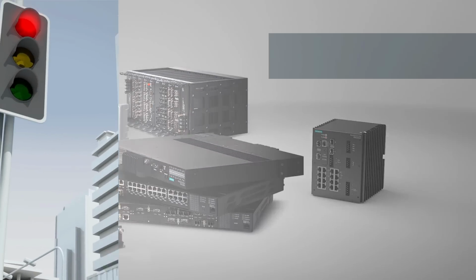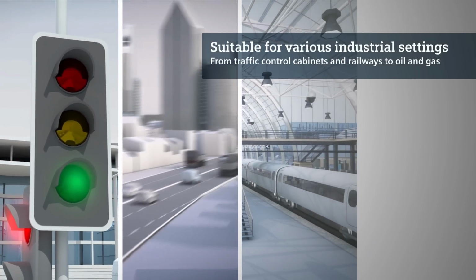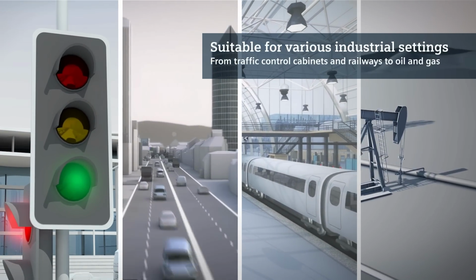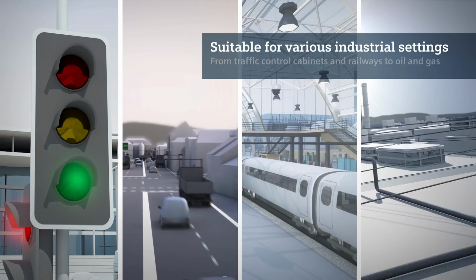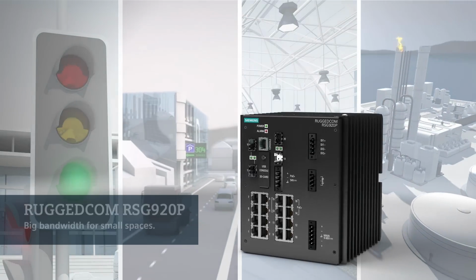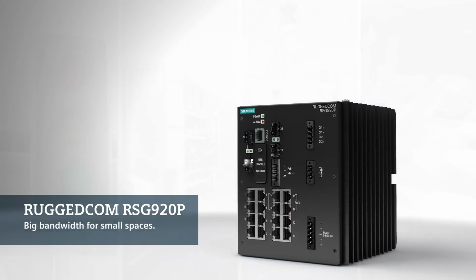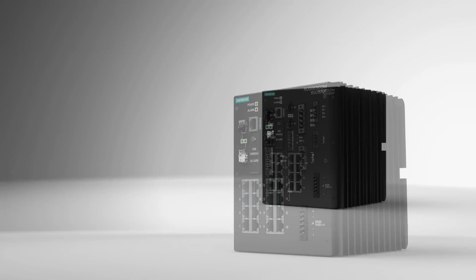Traffic signal connectivity, road tolling, railways, multimodal transportation networks, communication systems for the oil and gas sector. No matter where you need it, the RUGGEDCOM RSG920P is the latest highly reliable, rugged network solution for your harsh transportation environment. We invented Rugged.